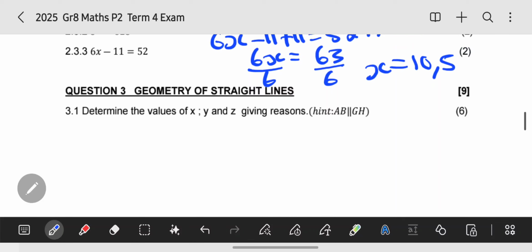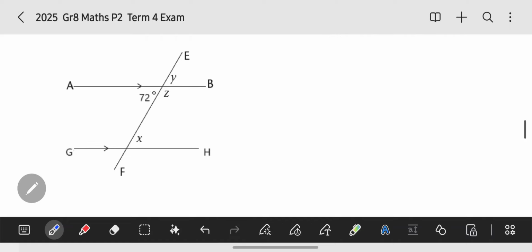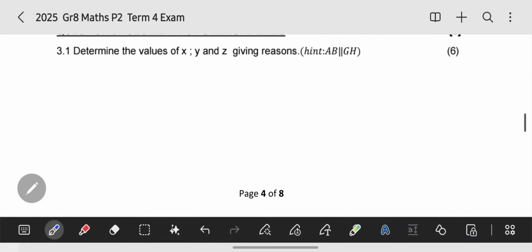Okay, they are saying question 3, geometry of straight line. They are saying determine the value of x, y, and z, giving reasons. Hint: AB is parallel to GH, which is shown there. Calculate the value of x, y.